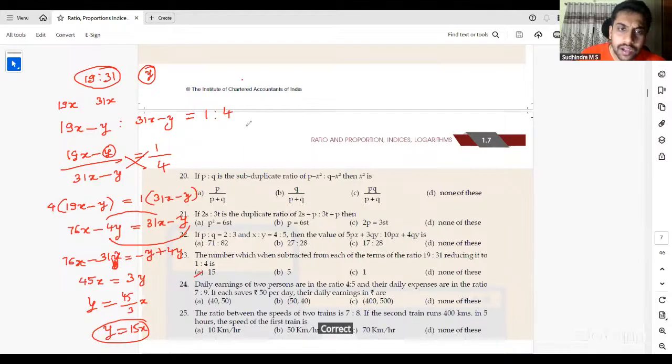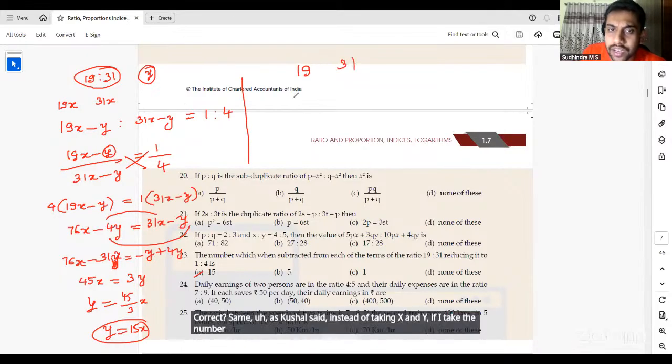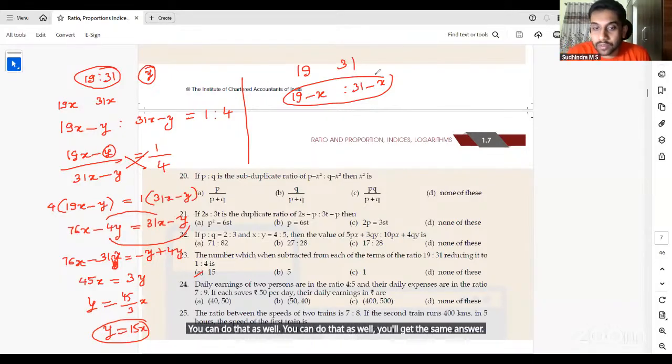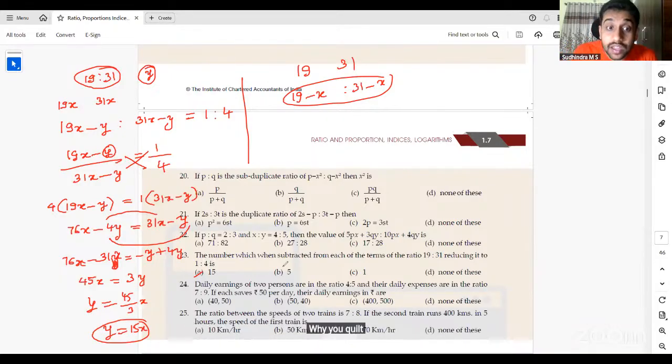Same as Kushal said, instead of taking x and y, if I take the numbers as 19 minus x and 31 minus x, you can do that as well. You'll get the same answer. The number which we are subtracting is 15. Are we clear?